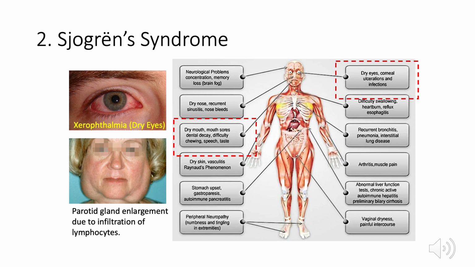Sjogren syndrome, or dry eye, dry mouth syndrome. This syndrome is caused by infiltration of lymphocytes in the exocrine organs. The typical symptoms would be dry eye and dry mouth.